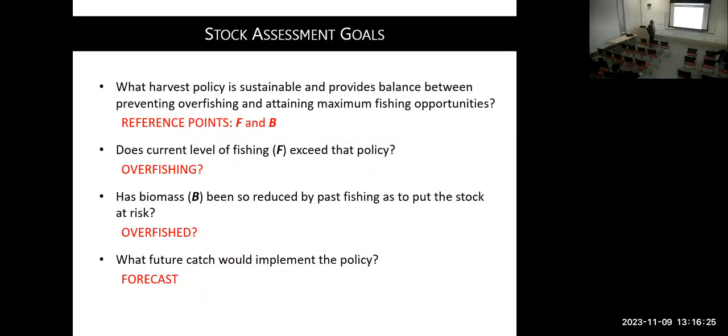One is, what harvest policy is sustainable and provides a balance between preventing overfishing and attaining maximum fishing opportunities. Remember the two objectives, those are two, right? Try to balance there. For that, you have to figure out what would be the reference points. What would be the highest or optimum fishing mortality, and what would be the optimum biomass you have to maintain for the population? So that's two things you have to figure out based on all the modeling work.